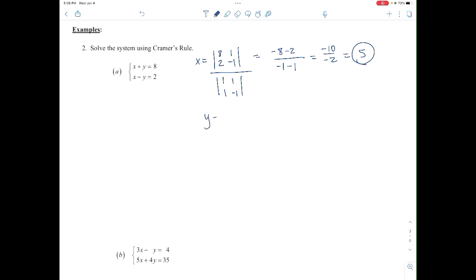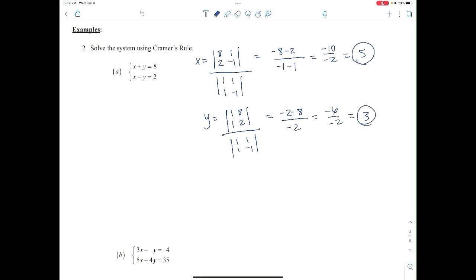For y, we'll do the same thing. So we'll put our x's, determinant of our x column, and then in the y column, we'll put the solution over the x's and y's. This gives us -2 minus 8 over, we already solved that for -2, -6 over -2. That gives us a 3. So x equals 5, y equals 3.